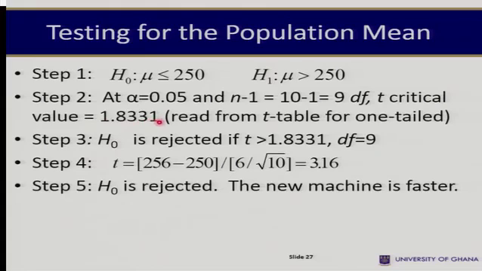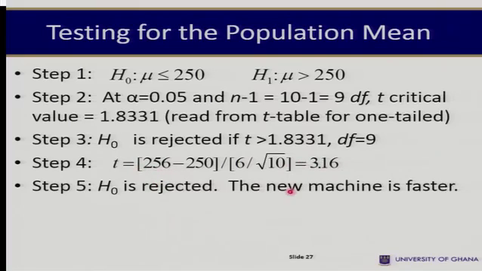1.8331. It is read similar to what we did when we discussed confidence intervals, but this time you read for a one-tailed test. It is illustrated in the table as such. So we will reject the null hypothesis if our test statistic that we will compute is greater than 1.8331. Now, our t computed is actually 3.16 based on the data from the question.